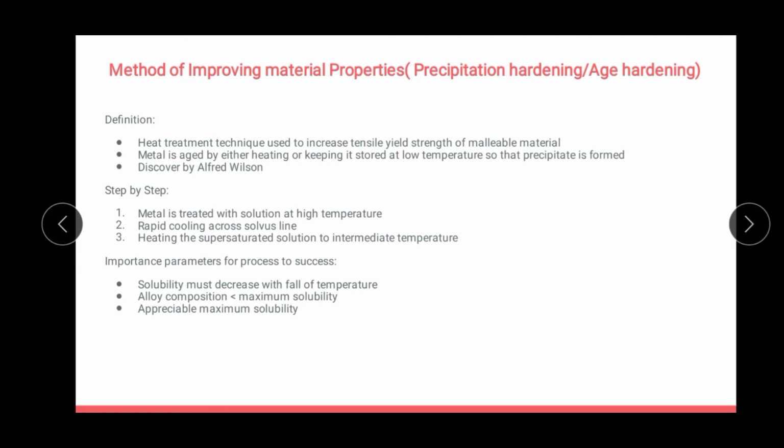In order to carry out this process without failure, there are three important parameters that must be followed. First, the solubility must decrease with the fall of temperature. Next, the alloy composition must be lower than the maximum solubility. And lastly, there must be an appreciable maximum solubility.